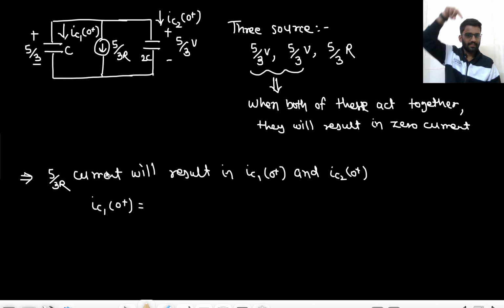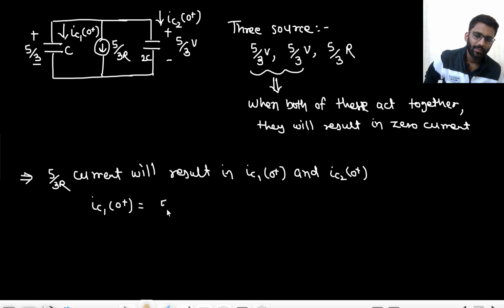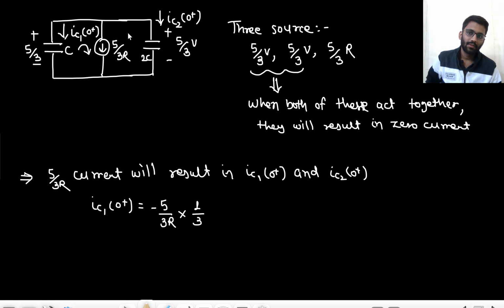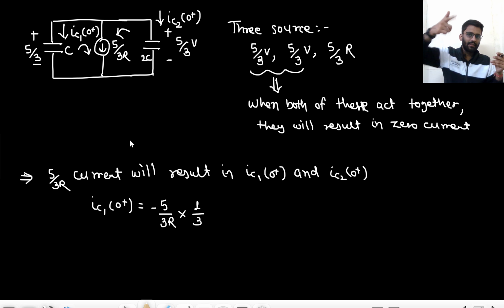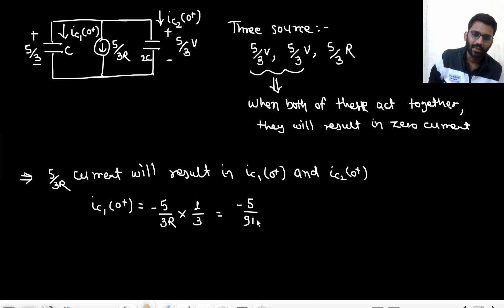This 5 by 3R current is there, that will be divided in C and 2C. So IC1 at 0 plus would be 5 by 3R into 1 by 3. Is that correct? No, negative sign, because this current is flowing in this direction, right? So the IC1 should be in this direction. Since the direction of IC1 is opposite, there will be a negative sign. That will be minus 5 by 9R ampere current.